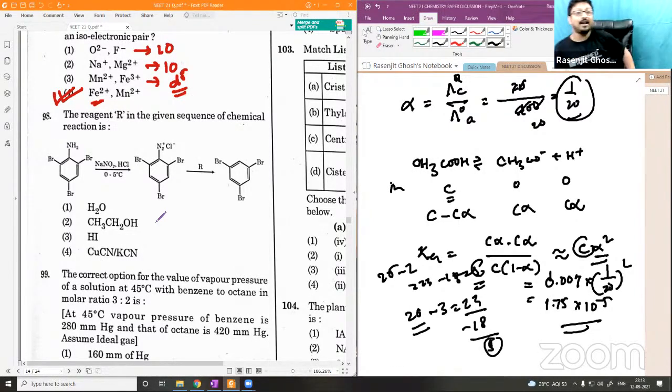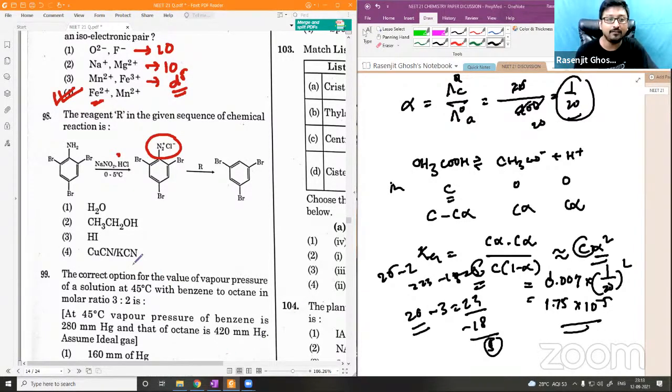The reagent R in the given reaction: first of all, you have NH2 and you are giving NaNO2 and dilute HCl. So definitely it is going to form a diazonium chloride, right? Now you have to think of a reagent which replaces the diazonium chloride by a hydrogen. You have to think in that.